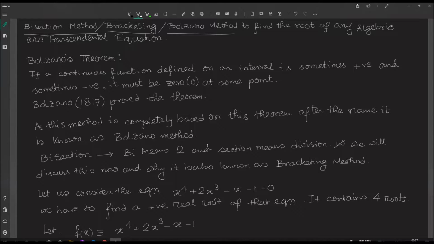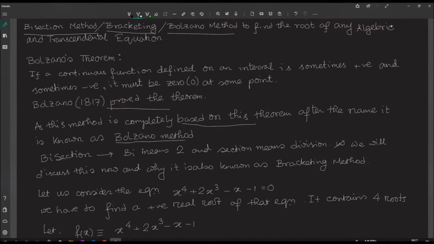Bolzano's theorem says if a continuous function defined on an interval is sometimes positive and sometimes negative, it must be 0 at some point. And that is also used to find the root of any equation. Bolzano proved the theorem in 1817. As this method is completely based on this theorem, it is also known as the Bolzano method.